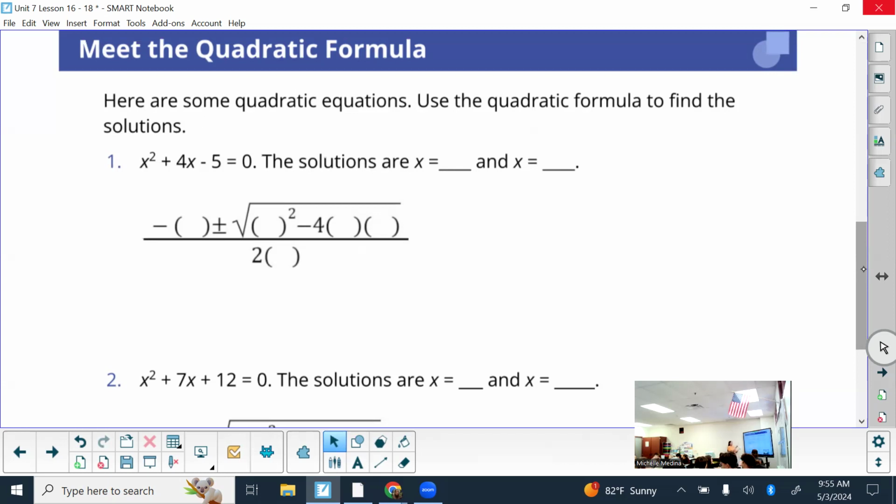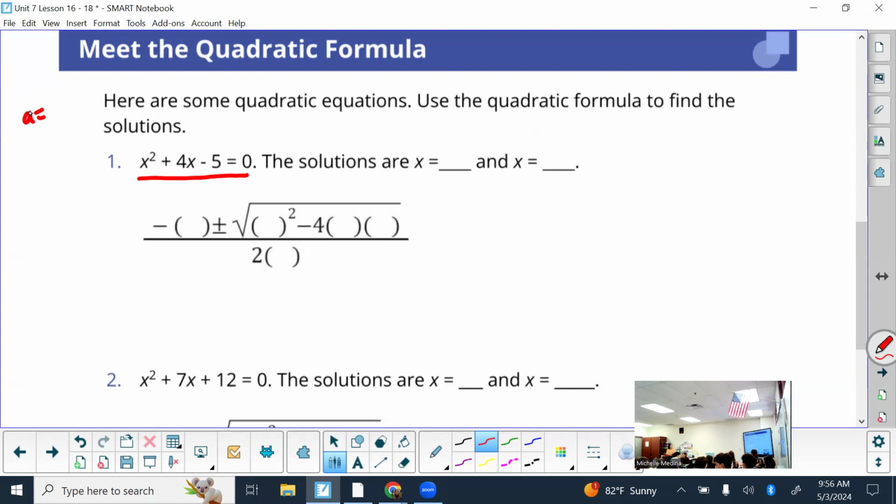So we're gonna solve this using the quadratic formula. Is this in the correct form for me to be able to solve it using the quadratic formula? Is it in standard form set equal to 0? So then, yes, I can just go ahead and start identifying my A, B, and C so that I can plug it in.